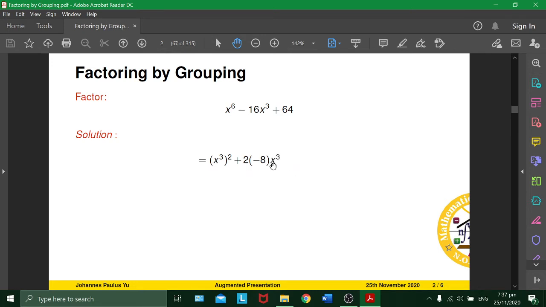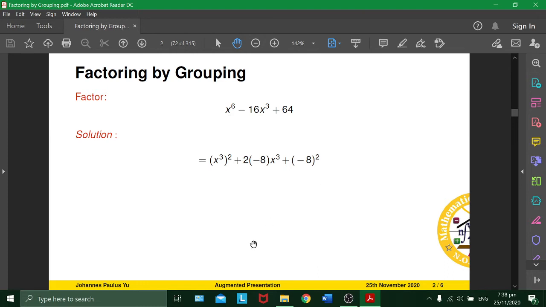So this expression we write in the perfect square trinomial format, and the last one is plus negative 8 quantity squared. Negative 8 times negative 8 returns to 64. Multiplying positive 2 times negative 8 times x cubed returns to negative 16x cubed, so that is the middle term. And the first term returns to the original.